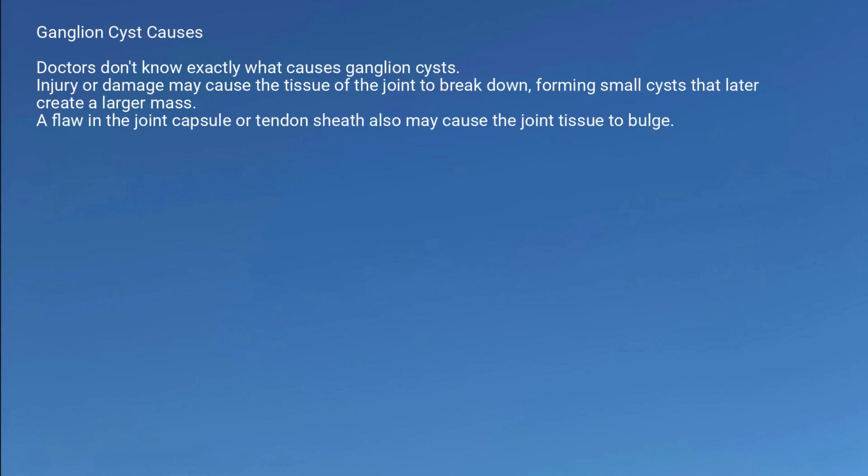Ganglion cyst causes. Doctors don't know exactly what causes ganglion cysts. Injury or damage may cause the tissue of the joint to break down, forming small cysts that later create a larger mass. A flaw in the joint capsule or tendon sheath also may cause the joint tissue to bulge.